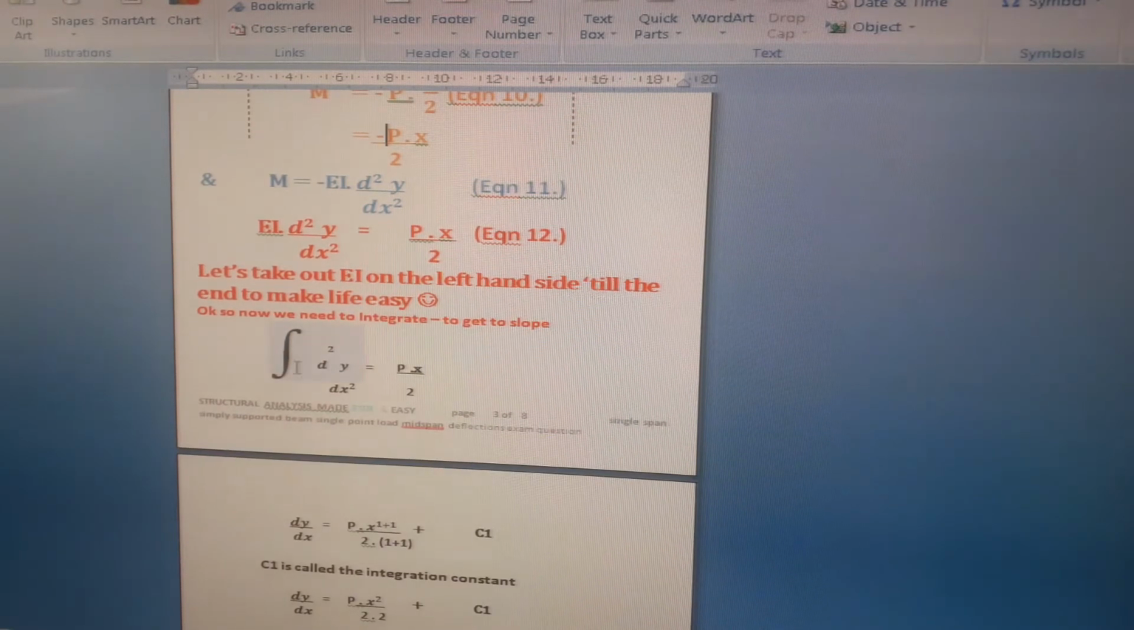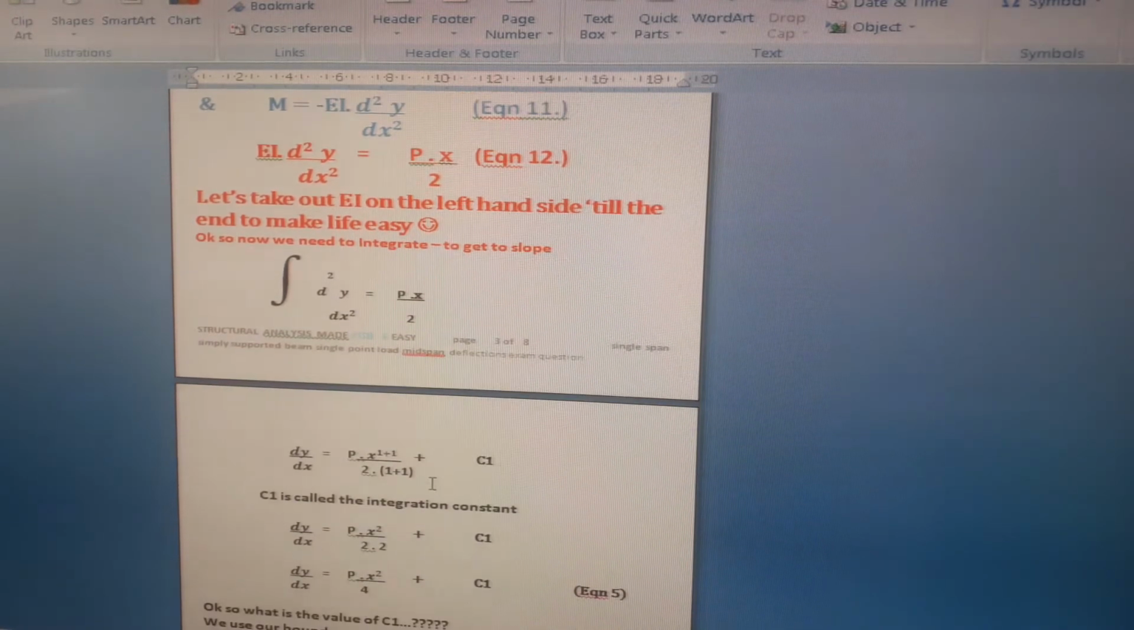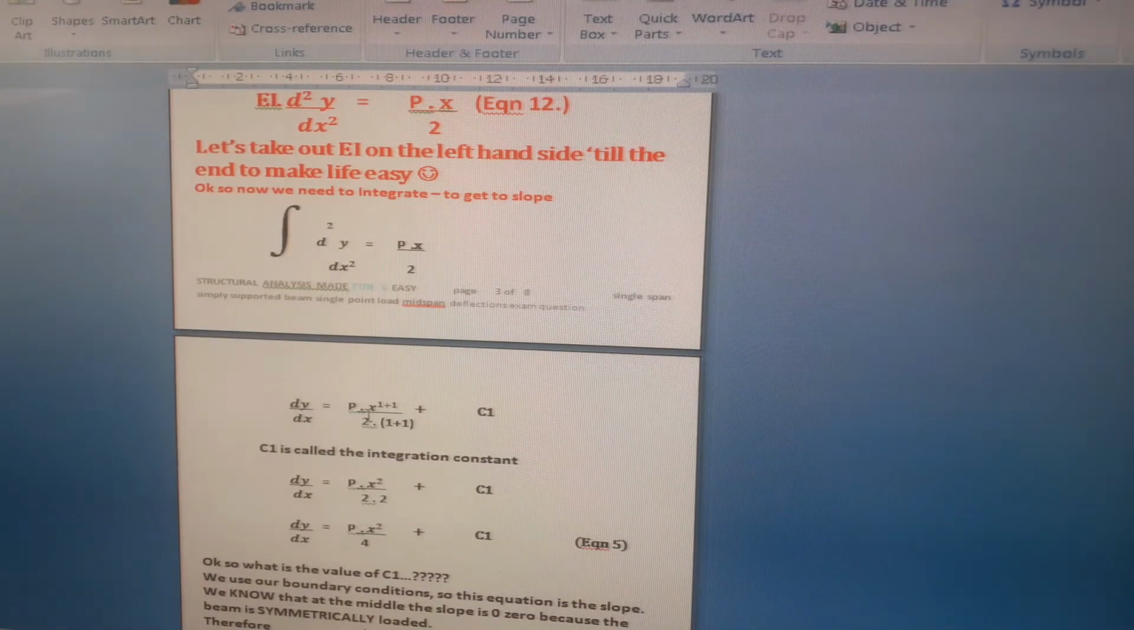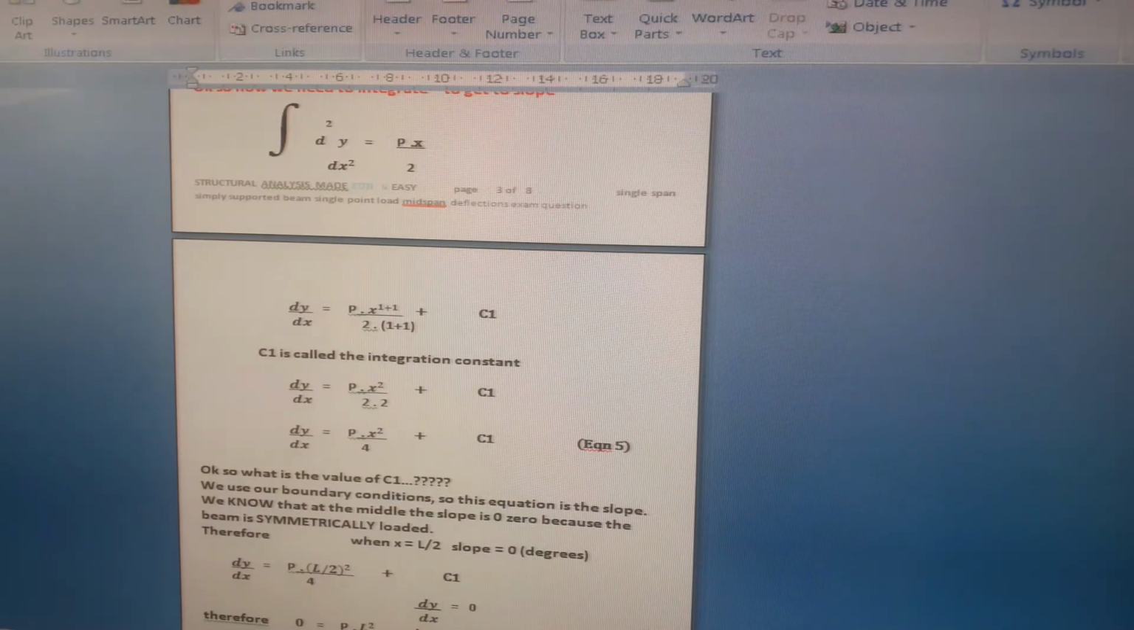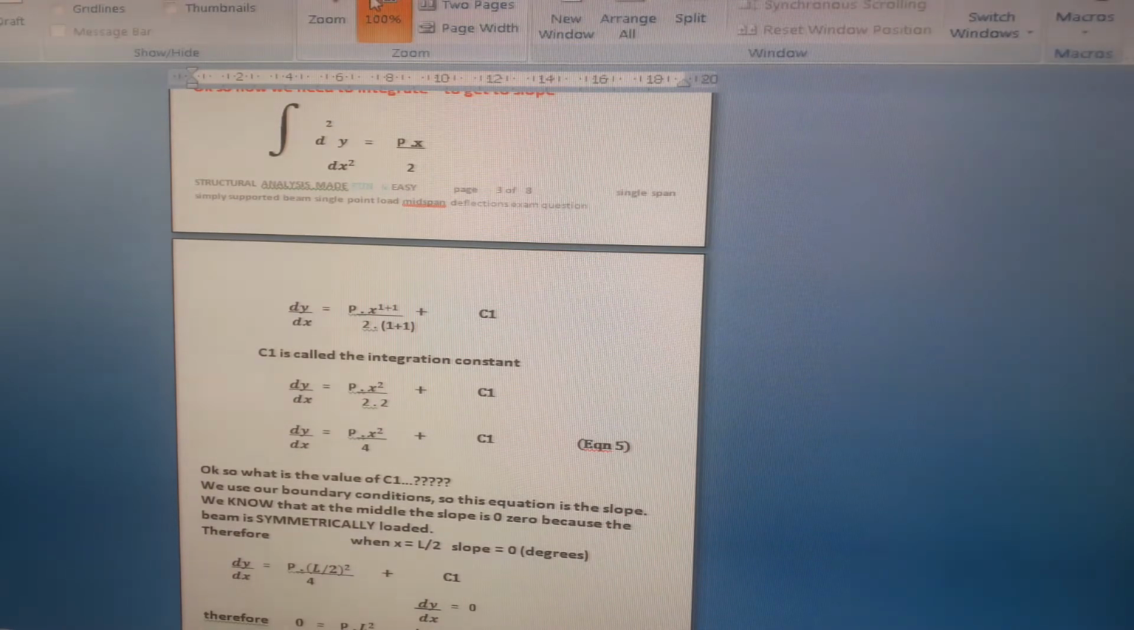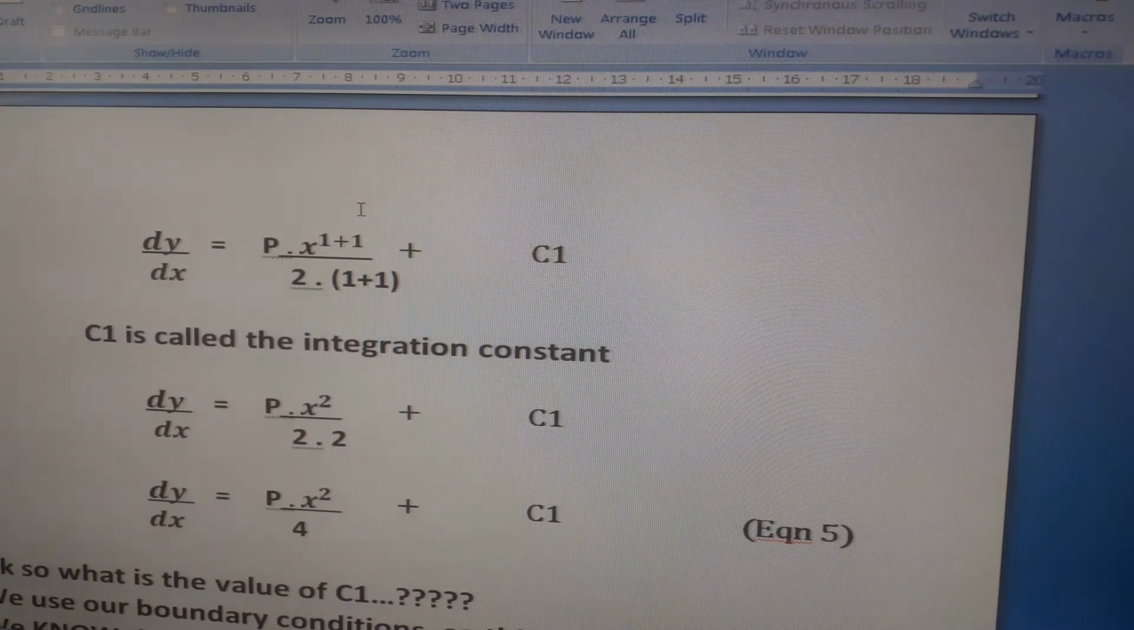So the integral of d2y over dx2, Px over 2, is dy over dx equals Px to the power 1 plus 1, then divided by 2, the original 2, divided by 1 plus 1, so that's 2, plus the integration constant that we don't know, c1. c1 is called the integration constant. I'll make it a bit bigger. There we go, that's better.